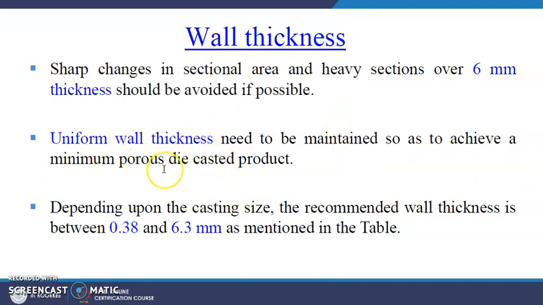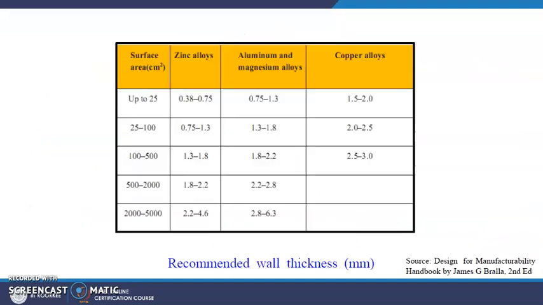Porosity will be very low if you maintain a uniform wall thickness. Depending upon the casting size, the recommended wall thickness is 0.38 to 6.3 mm. So this wall thickness should be maintained whenever you are designing any die casting part.